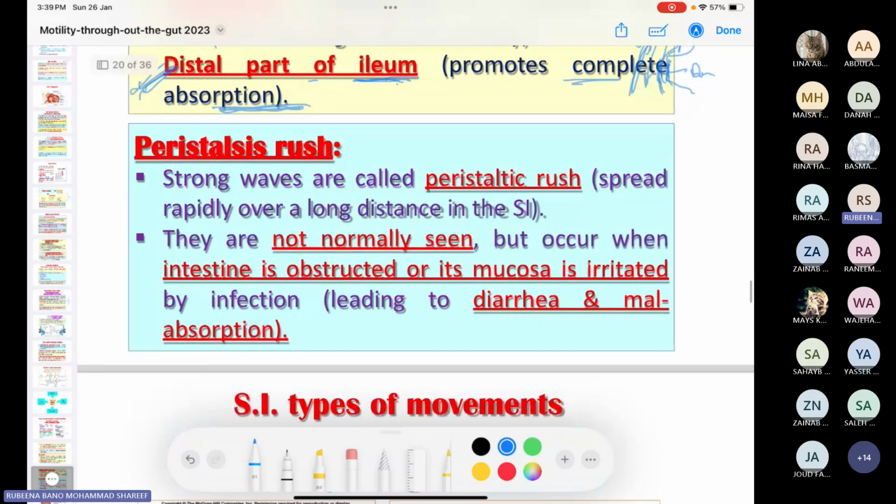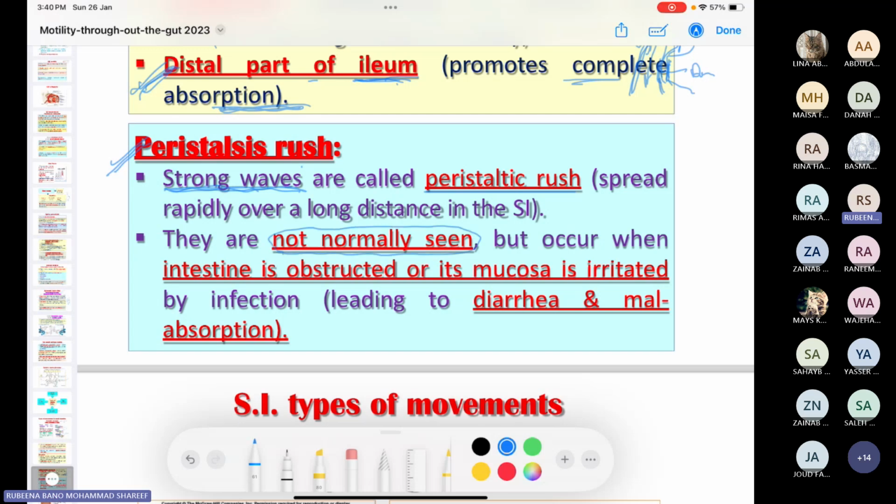Then the third type of movement is peristaltic rush, right? So this peristaltic rush is nothing but strong waves. The strong peristaltic waves are called peristaltic rush. Okay, and they spread rapidly over a long distance in the small intestine. So in simple language, this peristaltic rush is nothing but strong peristaltic waves, right?